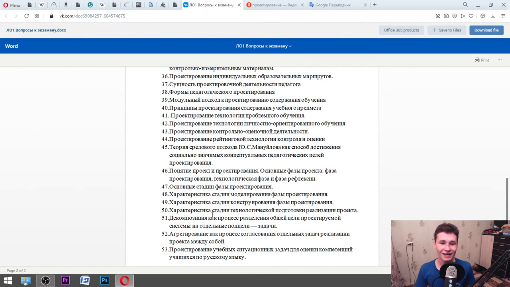That's all. Characteristics of the stage of конструирования фазы проектирования. It means that we created during this phase, and so we connect all the components, okay? And characteristics of the stage of technological preparation in realization of project. It means that, look, I will translate it to Russian. Характеристика стадии технологической подготовки реализации проекта.